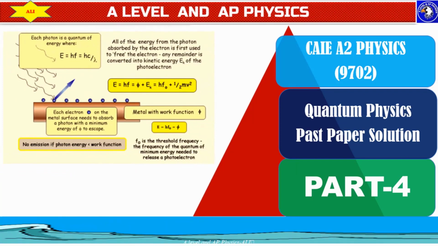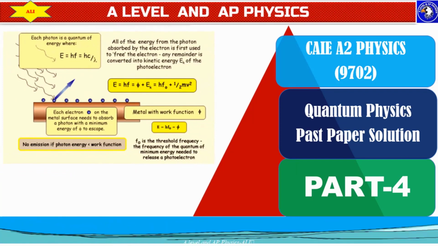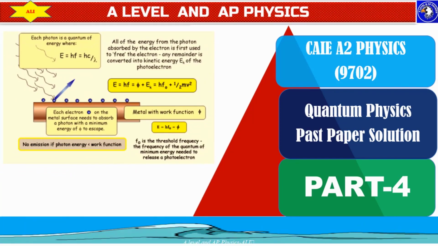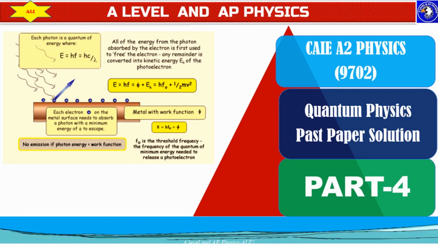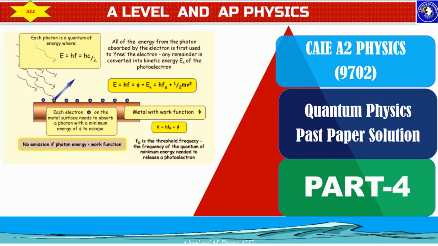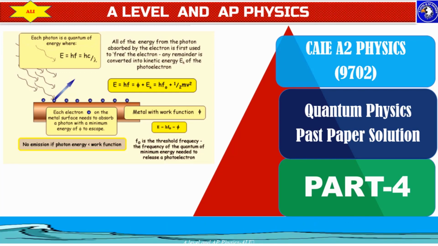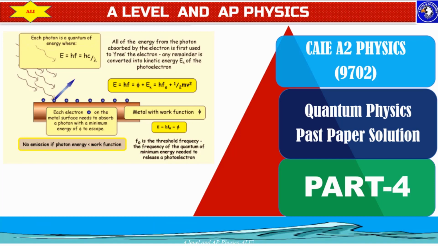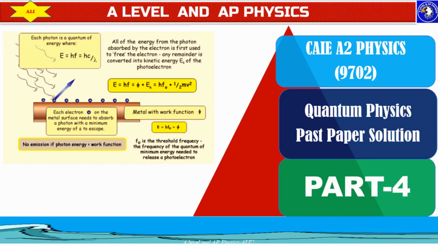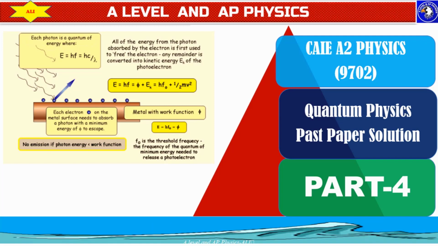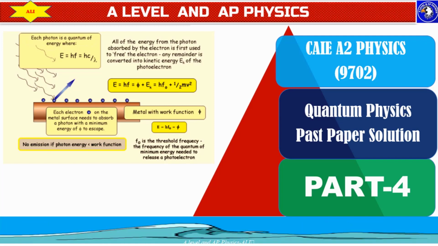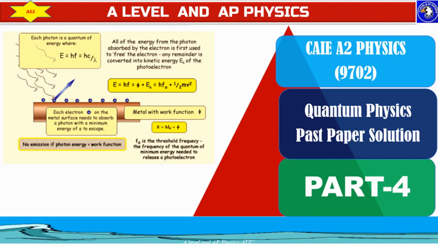Welcome to A-Level and AP Physics, a place where you can improve your understanding of physics with confidence. In today's class, we will talk about a quantum physics past paper question. In this lesson, I'll explain how to calculate momentum and energy of a photon, how energy is conserved when a photon is incident on an electron, and how to calculate the angle between the deflected photon and electron.